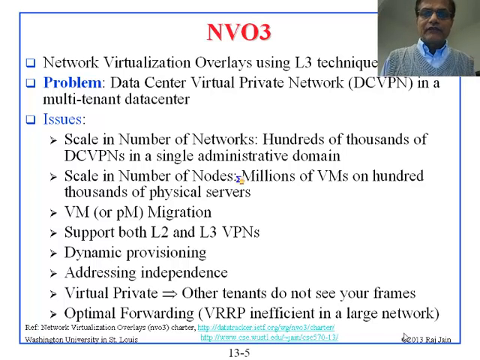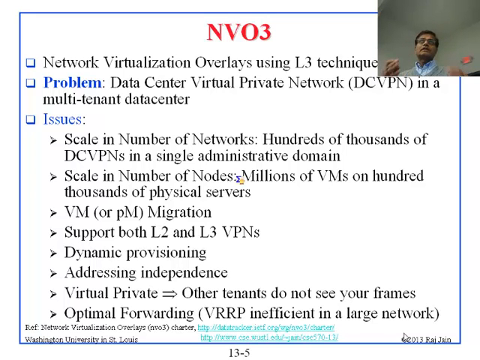And so this is a common problem: data center virtual private network in a multi-tenant data center. So this is basically the problem we talked about, that you have a cloud and then you want to put many tenants in there. Now it doesn't have to be cloud, it could be simply a company data center in which you have multiple departments which you want to have their own control. So multi-tenant data centers. And the issues are that we want to have a very large number of overlays. Scale in the number of networks. So hundreds of thousands of DC VPNs, virtual private networks. These are what we call overlays.